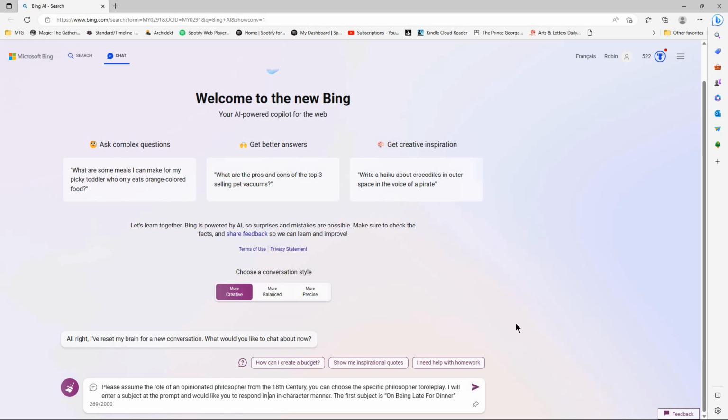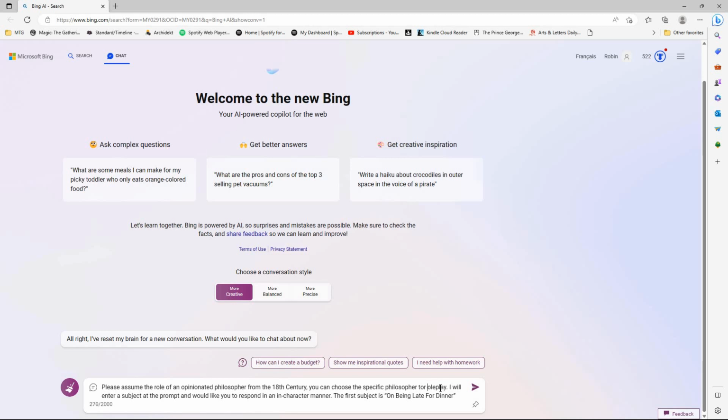Please assume the role of an opinionated philosopher. So, of course, it can be interpreted one of two ways. It could be a philosopher that is known to be opinionated, of which I suspect there are many, but also a philosopher who isn't necessarily opinionated all the time, but on this matter is. So again, here's a place where you might want to word it slightly differently, but we'll see where this goes. From the 18th century, you can choose a specific philosopher to role play.